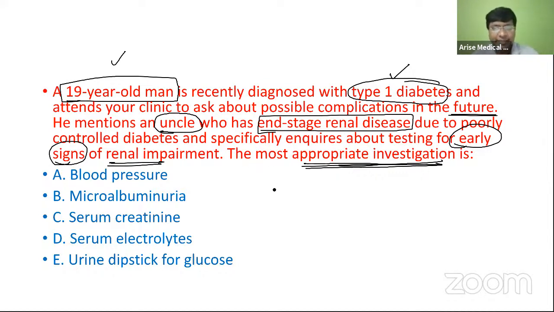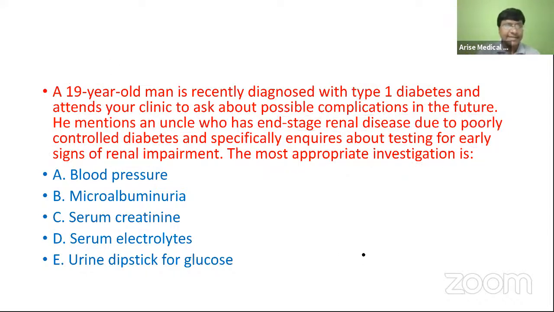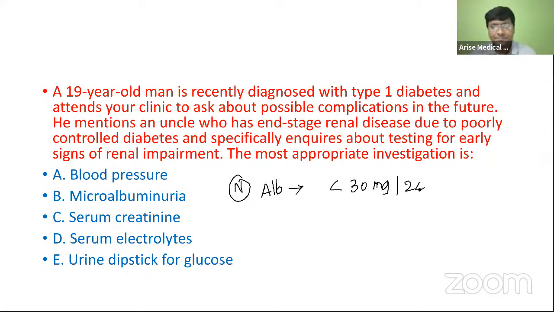Excellent. So in diabetes mellitus, what will be the early signs of renal involvement? That is your microalbuminuria, right? Okay. Now, can anyone tell me what is the quantity of albumin to call it microalbuminuria? Now, let me tell you the entire story of albumin in the urine. Normal albumin in the urine is less than 30 milligrams per 24 hours. Whereas microalbuminuria, we use it when the albumin levels are 30 to 300 milligrams per 24 hours.